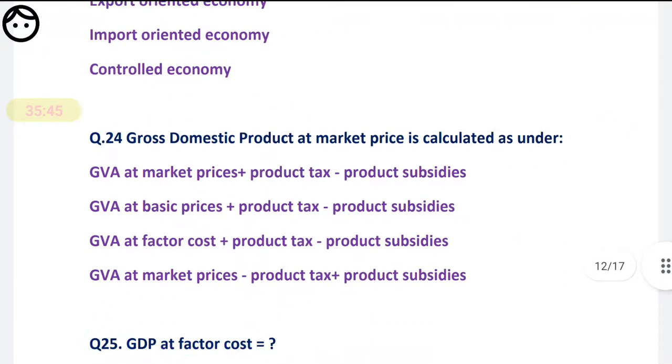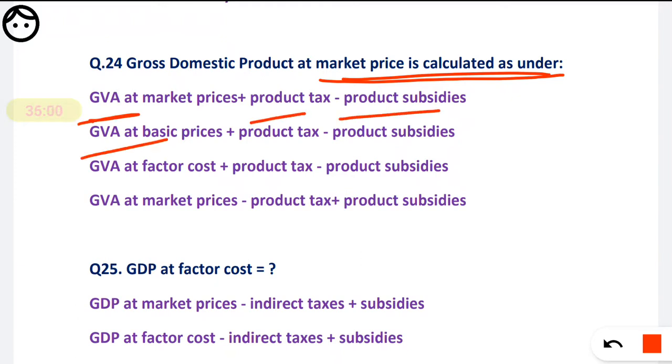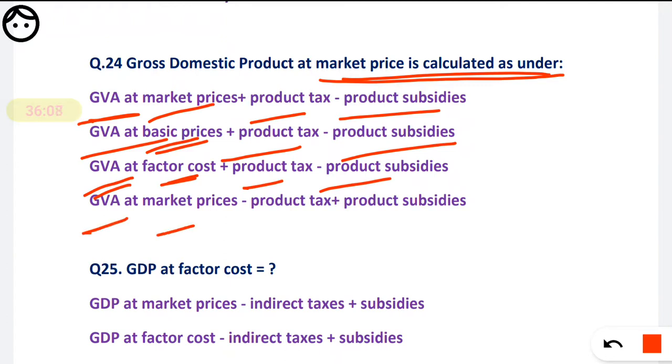Okay, now question number 24. The gross domestic product at market price is calculated as. How is GDP calculated? GDP is GVA plus product tax minus subsidy. The options are: GVA at base price plus product tax minus subsidy; GVA at factor cost plus product tax minus subsidy; GVA at market price minus product tax plus product subsidy.